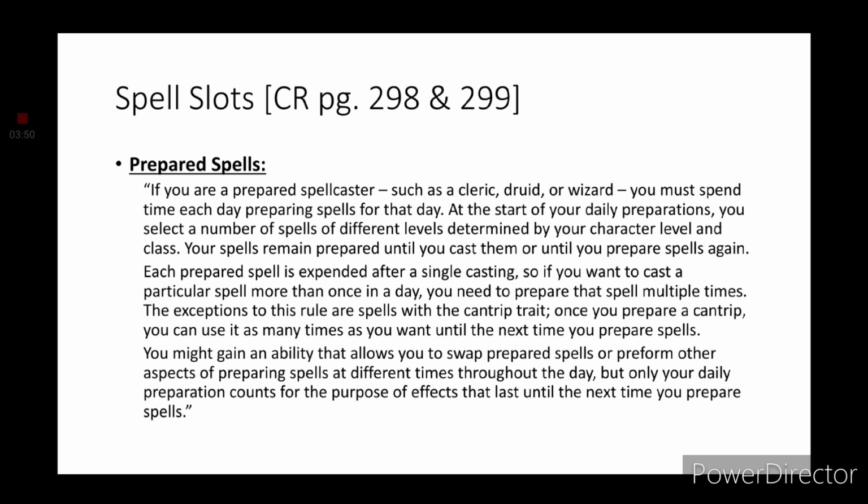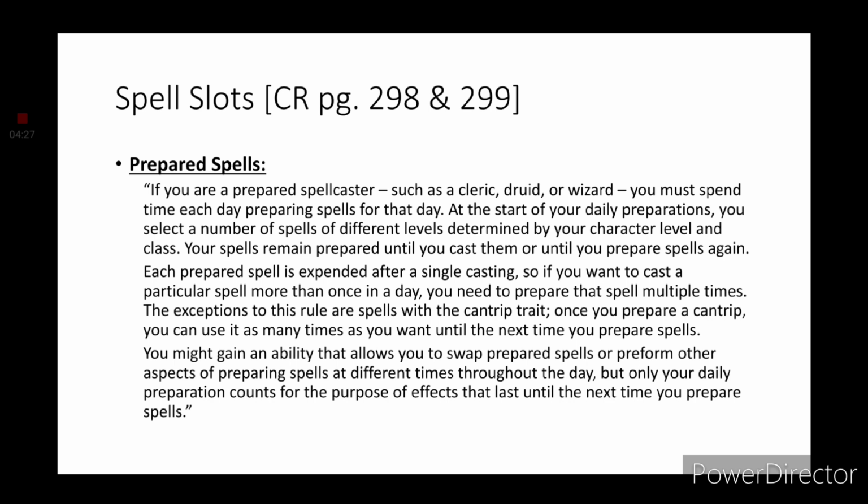Moving on to our next one, and that is spell slots. You have your prepared spells. To quote, pages 298 to 299. If you are a prepared spellcaster, such as a cleric, druid, or wizard, you must spend time each day preparing spells for that day. At the start of your daily preparations, you select a number of spells of different levels determined by your character level and class. Your spells remain prepared until you cast them or until you prepare spells again.